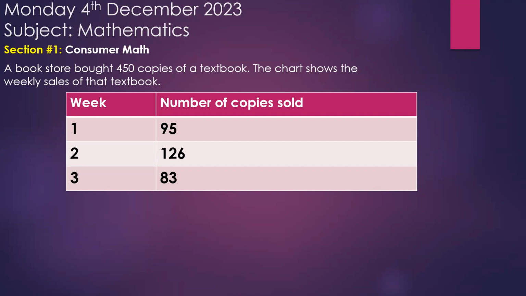304. No. Read the question. What did it say? 450. Very good. So the store bought how many? 450. Very good. Chai, in total, how many books did the store buy?